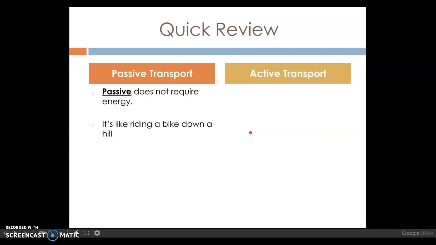Passive transport, as a review, does not require energy. Okay, think about the word. If somebody is a passive person, they're kind of quiet, right? And they don't expel a lot of energy. They keep to themselves. So passive does not require energy. An example is like riding a bike down a hill. When you're on the bike, you don't have to pedal, but you're still moving. This is taking molecules going from a high concentration to a low concentration. So this is called going down the concentration gradient.